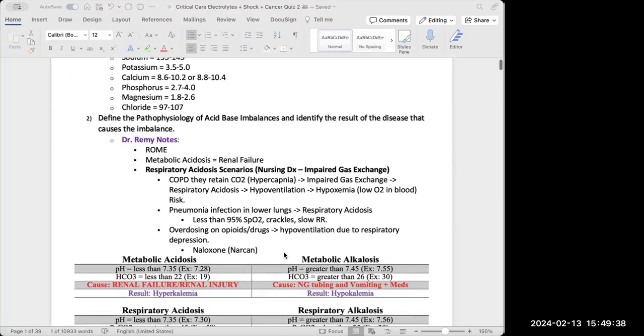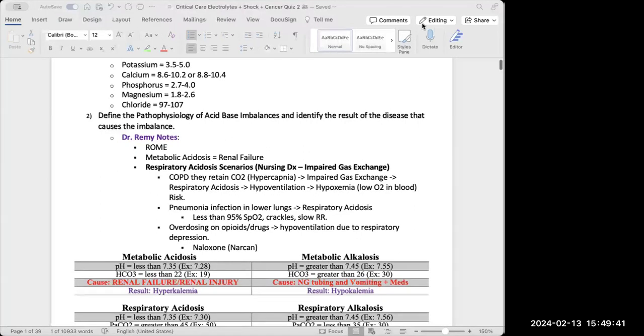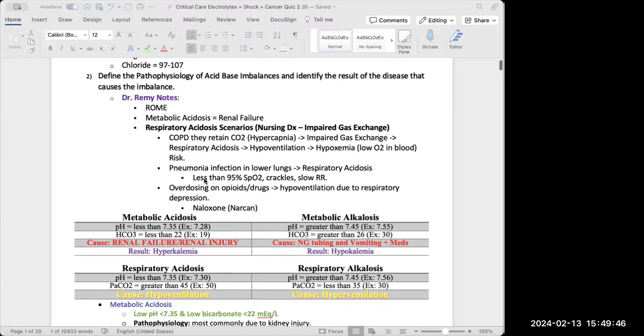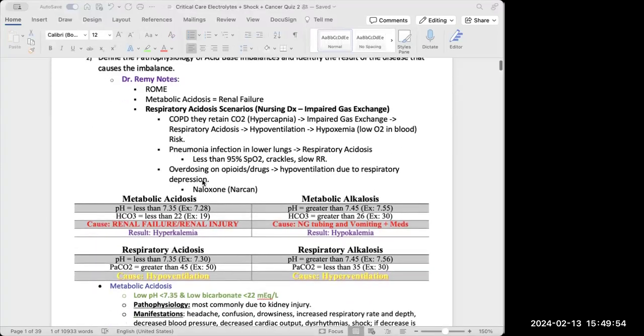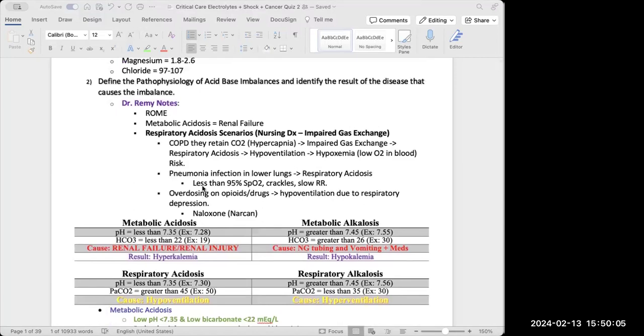Okay. So the official first question from her outline is defining the pathophysiology of acid-base imbalances and identifying the result of disease that causes the imbalance. When I was looking at this particular question, I actually had a chart that I made from Dr. Habib's class, which really did help me when it came to studying. But before I get into the chart, I want to talk about some of the things that Dr. Remy mentioned. Dr. Remy was talking specifically about respiratory acidosis scenarios.